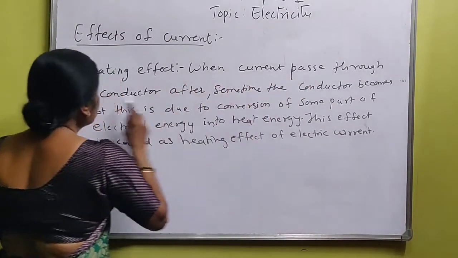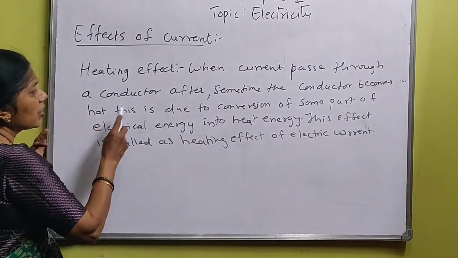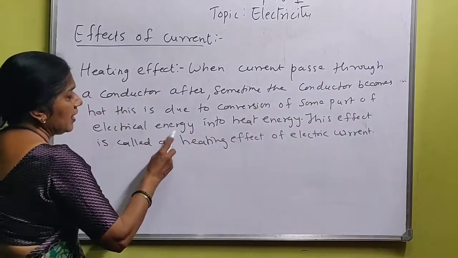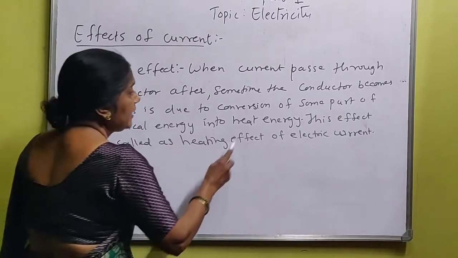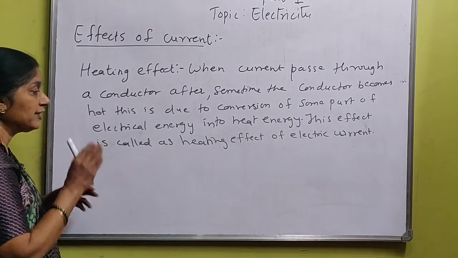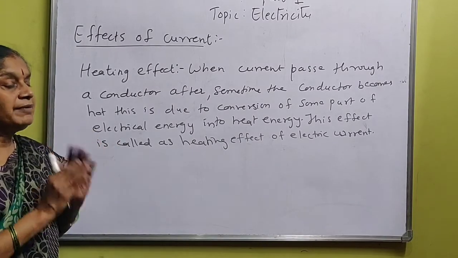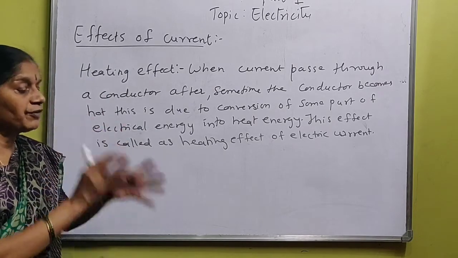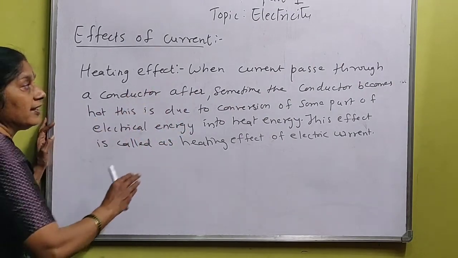When current passes through a conductor, after some time the conductor becomes hot. This is due to conversion of some part of electrical energy into heat energy. This effect is called the heating effect of electric current. Previously I gave you an example of a mixer grinder. You use this mixer grinder for 10 continuous minutes. When you touch the bottom part of the mixer grinder, you will find it is hot. What is happening over there?